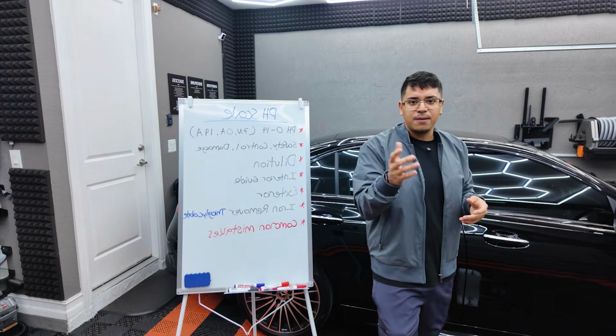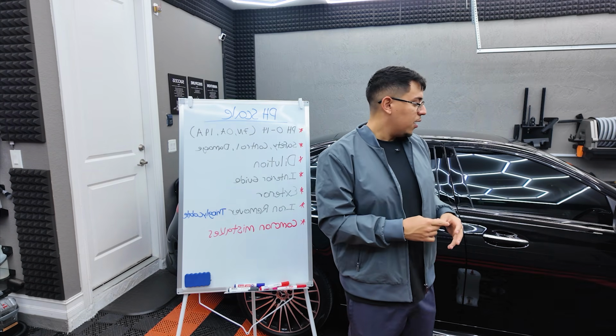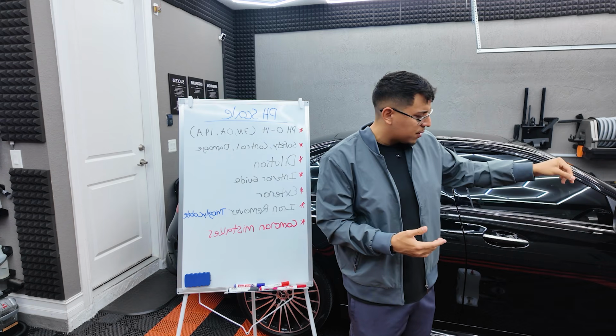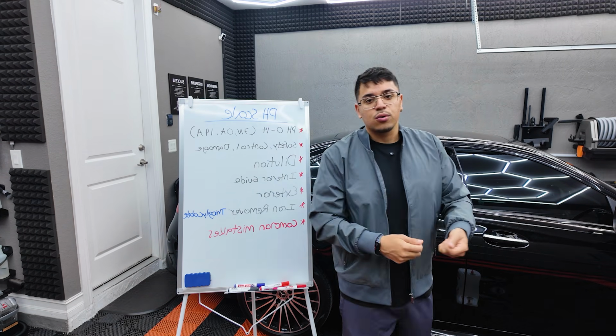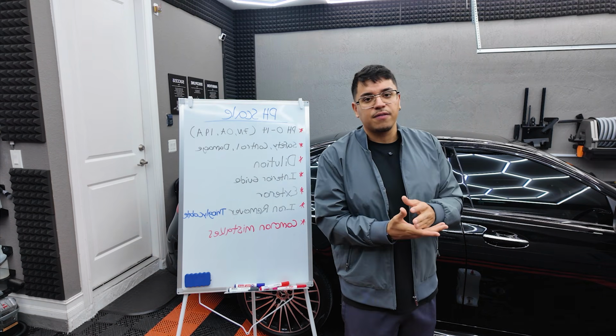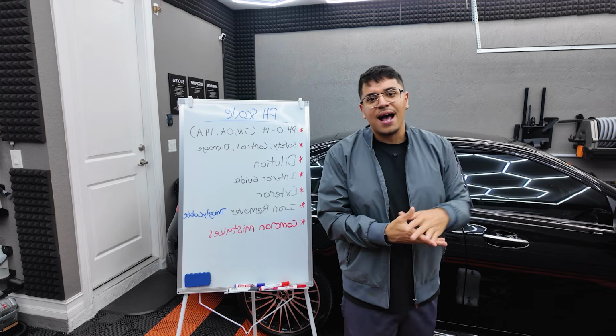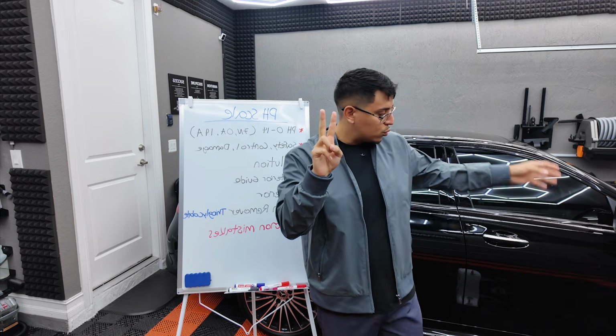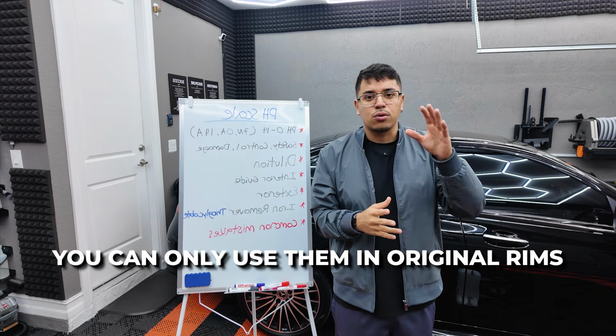Now, another case where you might use acid is on the wheels. Let's say the brake dust is embedded there, caked up on the rims, and you do your process with your wheel cleaner and whatever, and it didn't come off. That's when you jump into acid. However, you need to be careful, because with acid and alkaline products on rims, you can only use them on original rims.